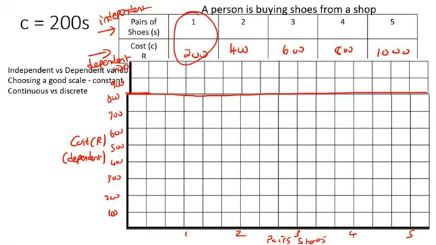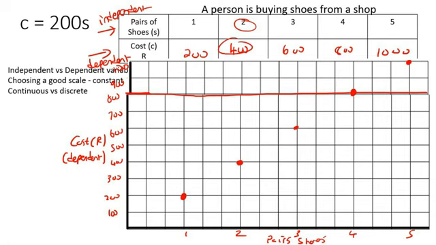So the first one is 1 and 200. So you go 200 and you go 1, and where those 2 lines meet, you put a dot. Okay, so that would be there. And then 2 and 400. So you're going to go across with 400 and up by 2. And where they cross, you put a dot. And then 3 and 600 would be over there. And then 4 and 800 would be over there. And then 5 and 1,000 would be over there. Okay, now you need to decide.